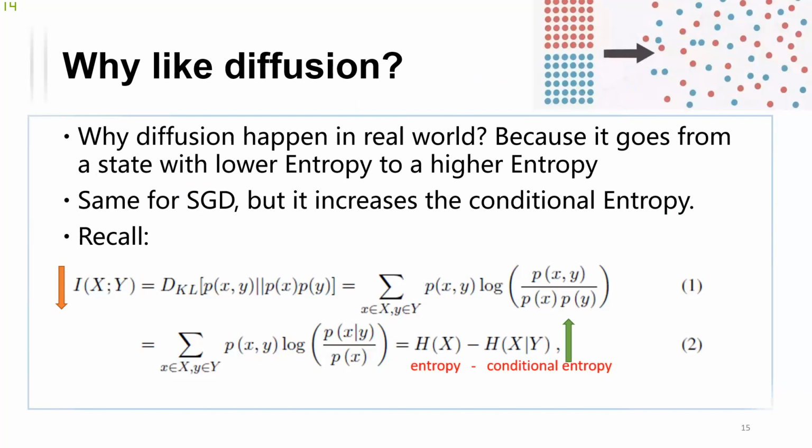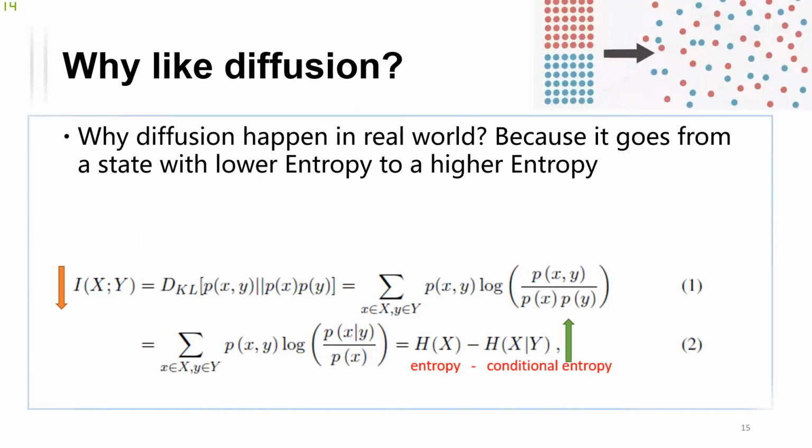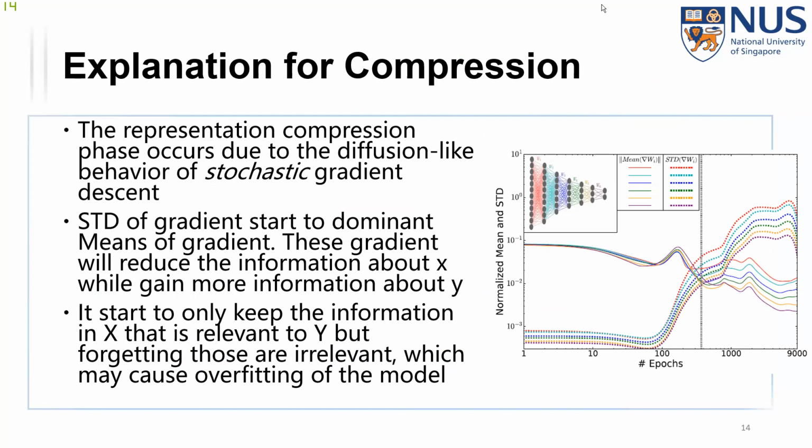Okay, let's keep going because we have taken a long time in this presentation. Yeah, okay. So what I also said is that it also may explain why some model way may cause overfitting because it start to discard information in X, but some information may be important under not truly well given data set.